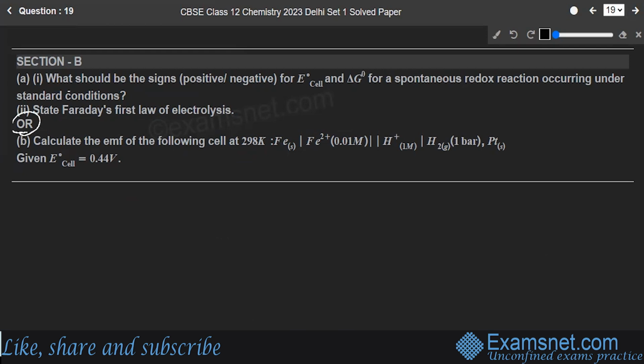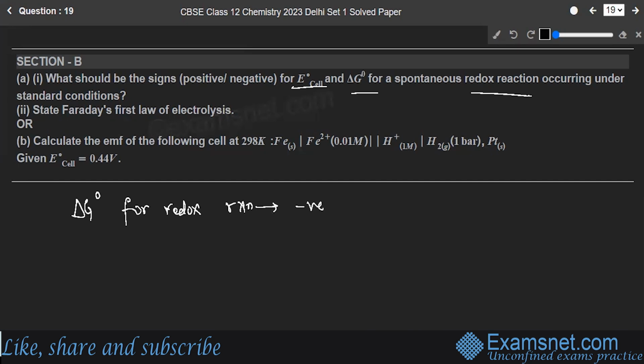It says, what should be the signs, positive or negative, for E cell and delta G naught for a spontaneous redox reaction occurring under standard conditions? Second, you have to state Faraday's law of electrolysis. Okay, let's go with the first one. Here you have what should be the signs for these two values for a spontaneous redox reaction occurring under the standard conditions.